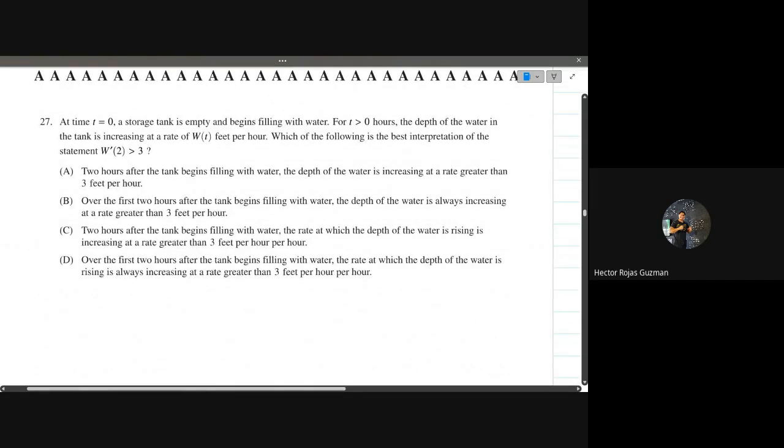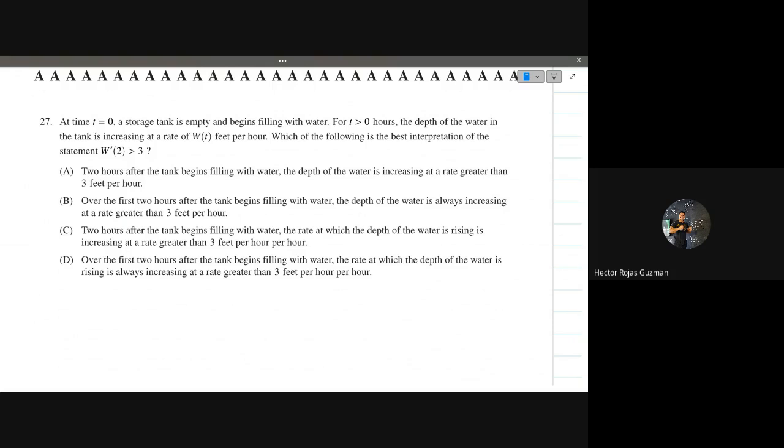27. At t equals 0, a storage tank is empty. It begins filling with water. The depth of the water is increasing at a rate of W(t). Which of the following is the best interpretation of the statement W prime of 2 is greater than 3?